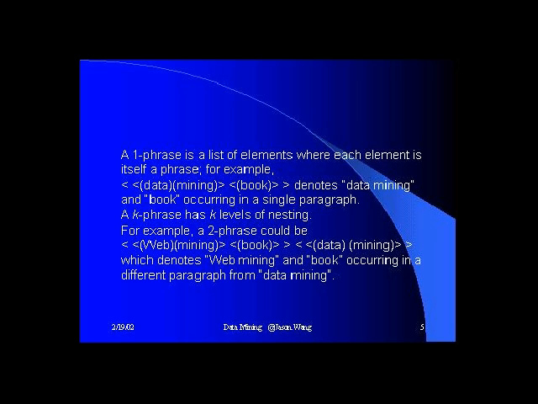So in this example, web mining and book occur in paragraph 1, and data mining occurs in paragraph 2. And they occur in different paragraphs, so we refer to this as a two phrase, okay? You have phrases, but they are not in the same paragraph. But these are notations.